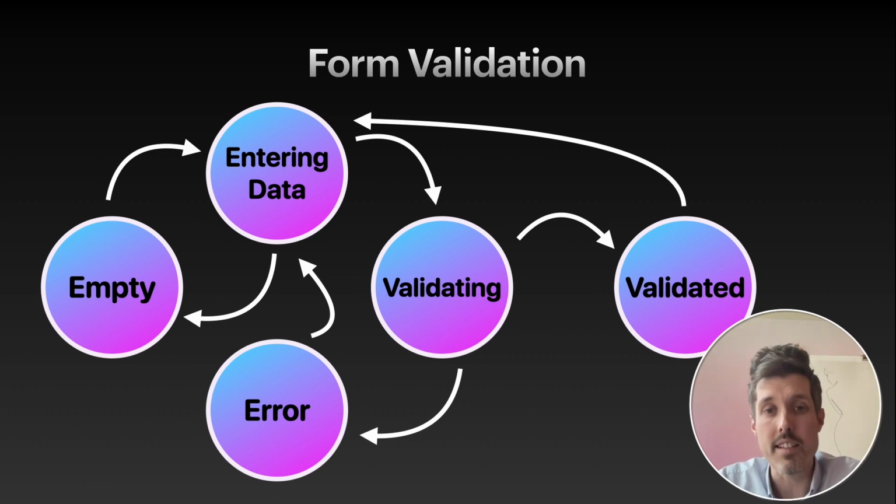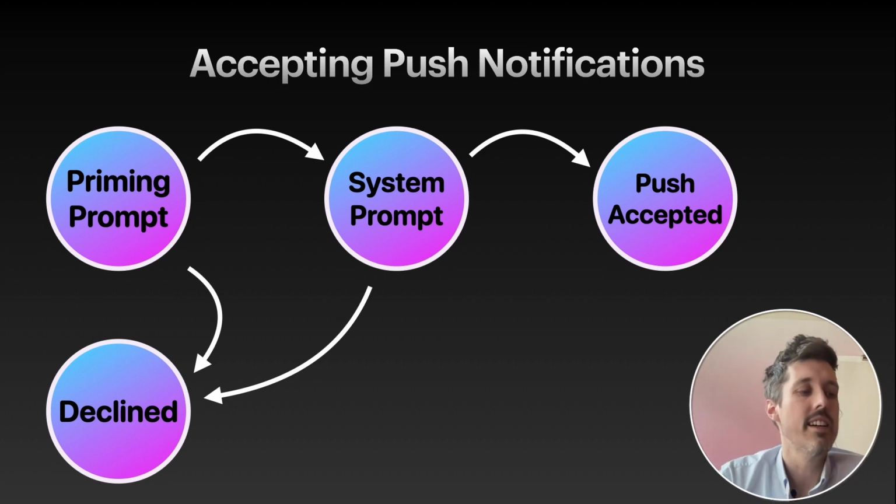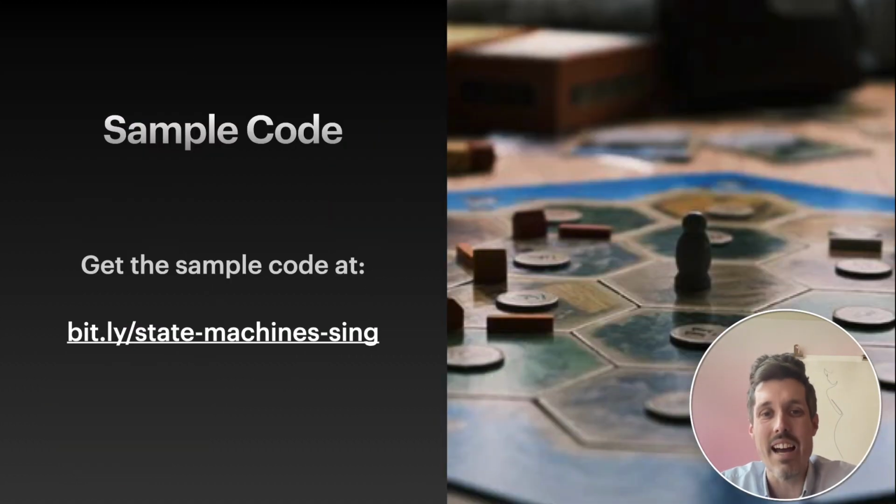And finally, accepting push notifications. Now this is really interesting as well. So often when we want users to accept push notifications, we'll give them like a sort of priming alert. So you could show the alert. If they accept, you move on to like the system prompt for accepting push notifications. If they accept, they move to like the push accepted state, or if they decline, they move to a decline state. And there you have it.